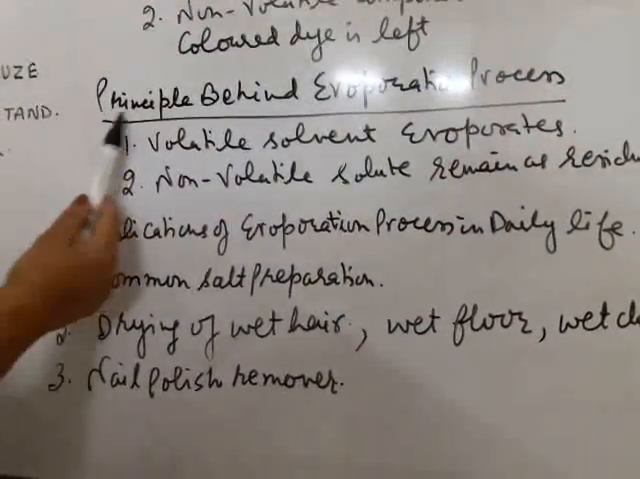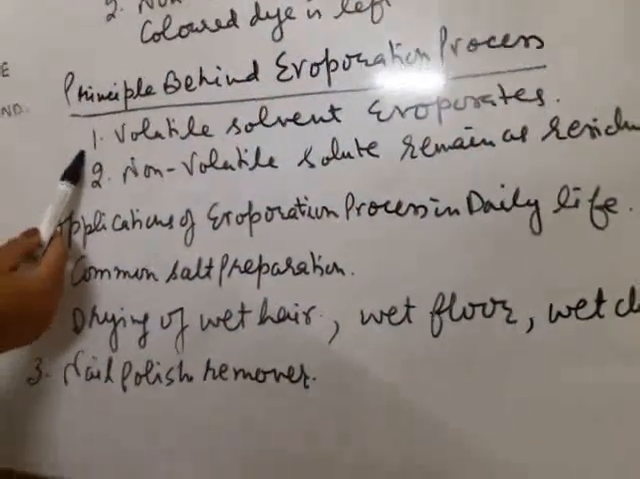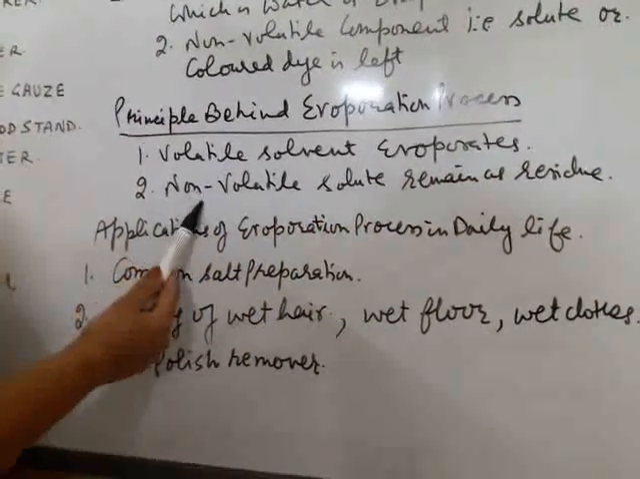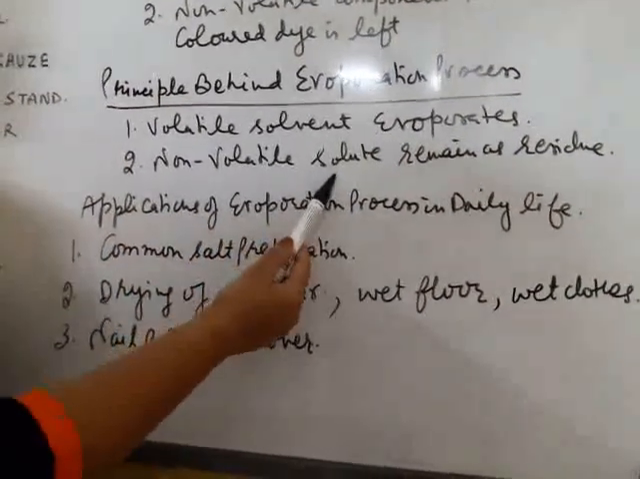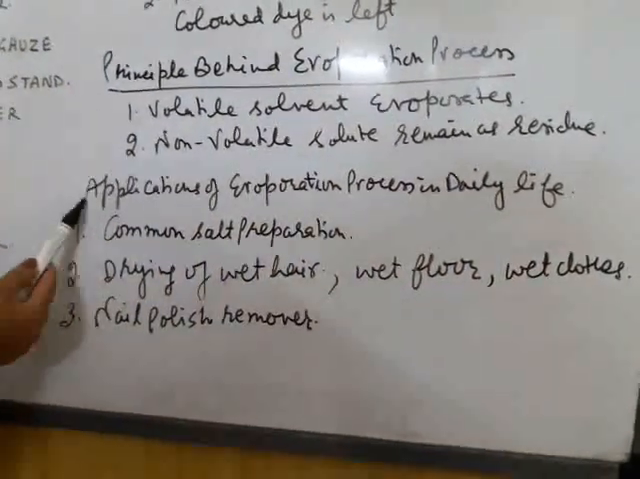So what is the principle behind the evaporation process? The principle is this only: the volatile solvent evaporates and the non-volatile solute remains as residue in the watch glass.